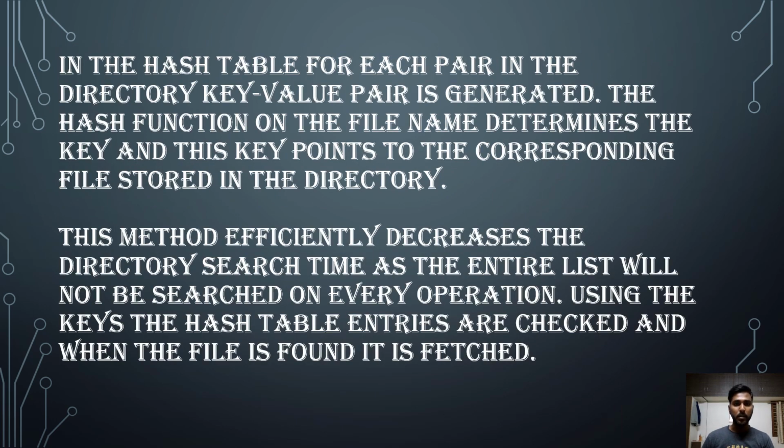In the hash table, for each pair in the directory, a key value pair is generated. The hash function of the file name determines the key, and this key points to the corresponding file stored in the directory. This method efficiently decreases the directory search time, as the entire list will not be searched on every operation. Using the key, the hash table entries are checked, and when the file is found, it is fetched.